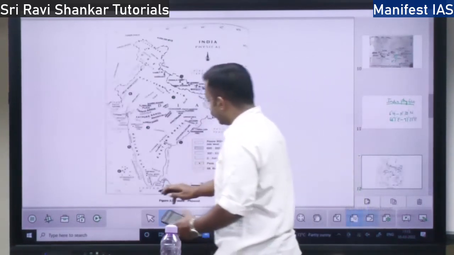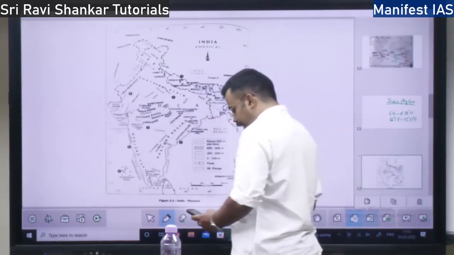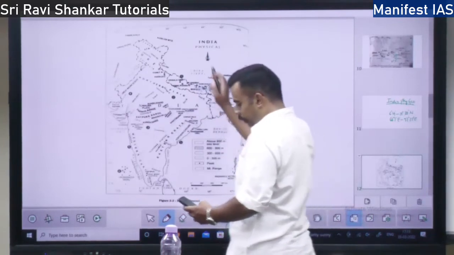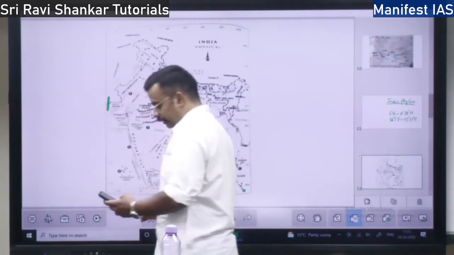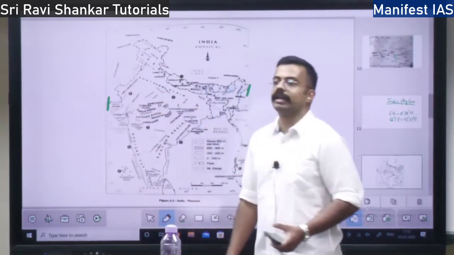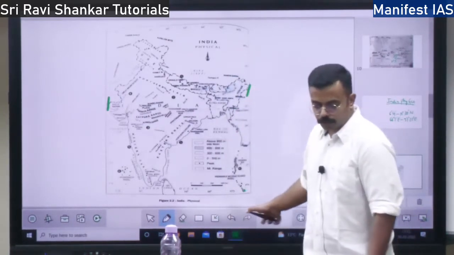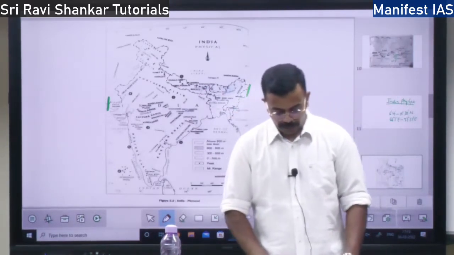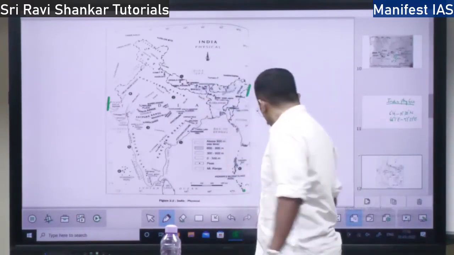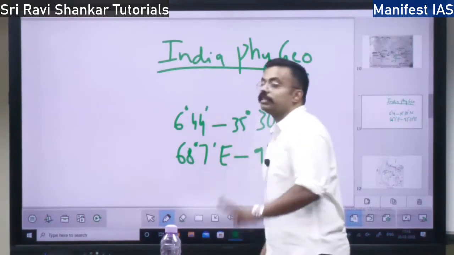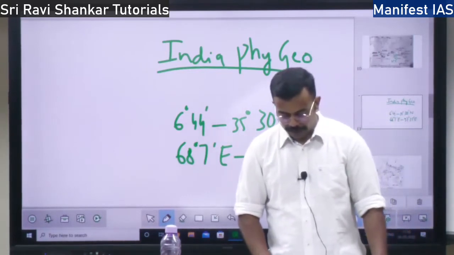So here at the tip of Andaman and Nicobar, you have 6 degrees 44 minutes. And at the tip of Jammu and Kashmir, you have 35 degrees 30 minutes. From here, you have 68 degrees 7 minutes, and till here, you have 97 degrees 25 minutes. That is the longitudinal and latitudinal extent of India. The southernmost tip is 6 degrees 45 minutes. If you look at the extent, approximately it is 30 degrees, north to south and east to west.